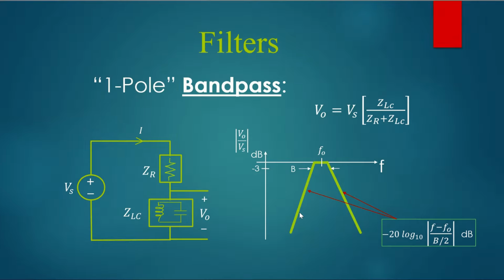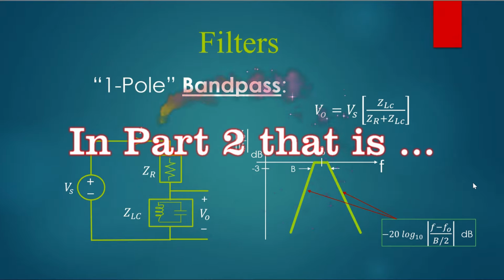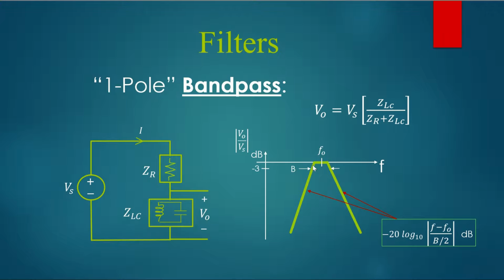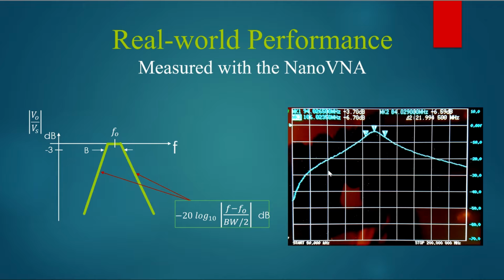We're going to show in this video how you can design so that you get a desired center frequency, F0, but also a desired bandwidth, how wide that filter is. That's going to be the purpose of this video. It's going to be in part 2. Before we get there, however, let's take a look at what the filter looks like in practice.